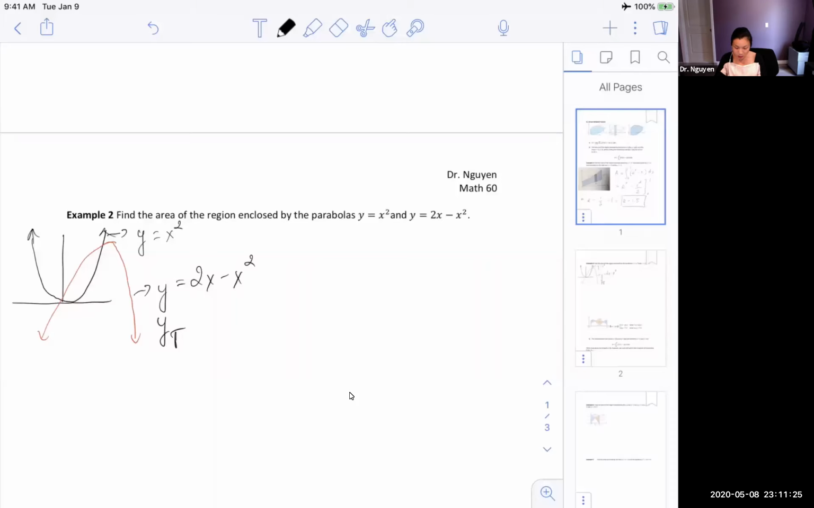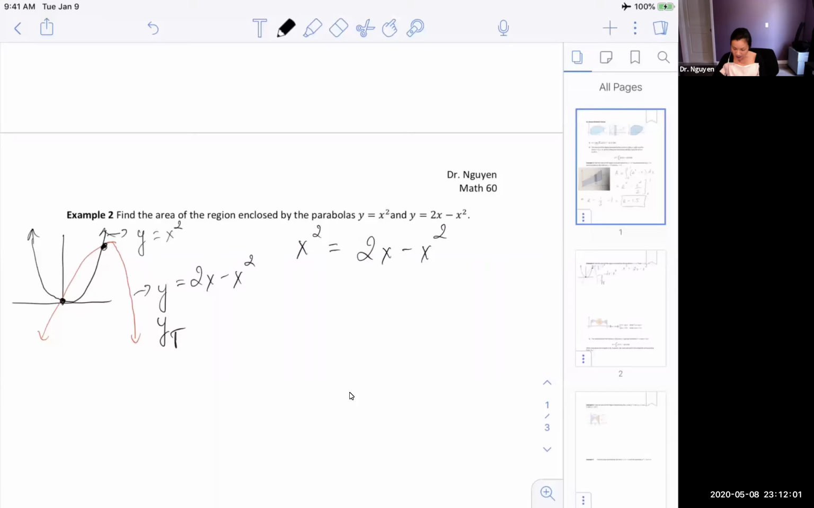Anyway, we need to know the interval. We need to know what to integrate from, right? So how do we do that? This is the point of intersection. So how do I find the points of intersection? I just set them equal to each other. So if I set the two equal to each other, x squared equals 2x minus x squared.